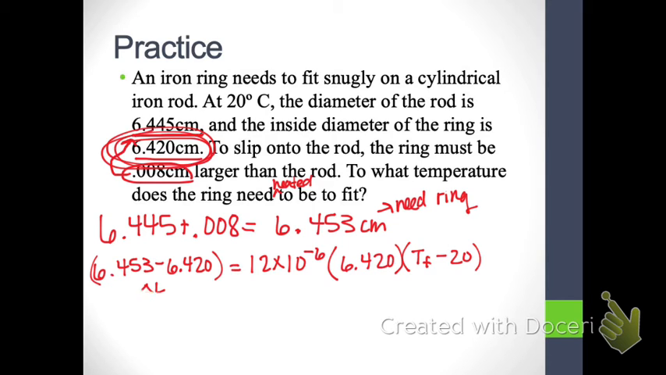So my change in length over on the left, 6.453 minus 6.42, gives me 0.033 equals. And then my right side times 6.420. So that gives me 7.704 times 10 to the -5th times TF minus 0.001541. So I'll add that to the other side.